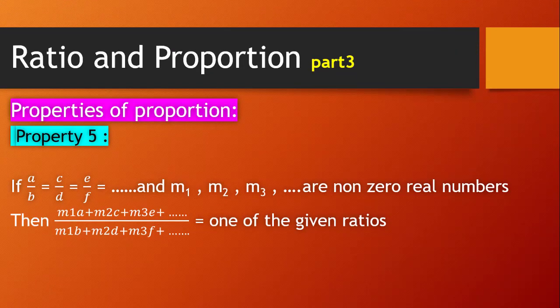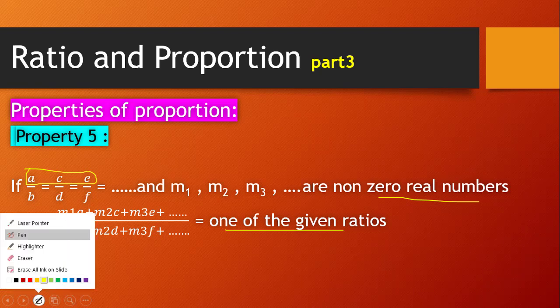Okay, property number 5. If we have, for example, here A over B equals C over D equals E over F and so on, and we have constants M1, M2, M3, and they are non-zero real numbers. If you multiply the first ratio up and down by M1, for example, the second by M2 up and down, the third by M3 up and down, and if you add them together, okay, the result will be one of the given ratios.